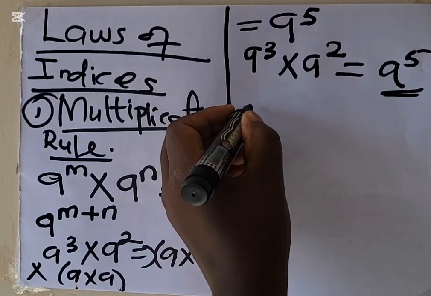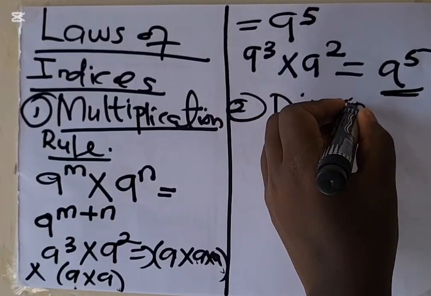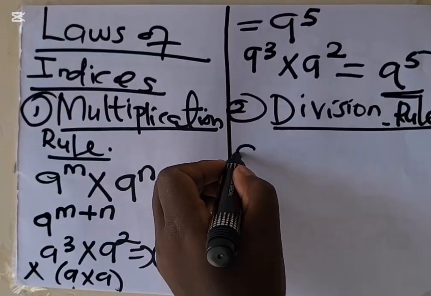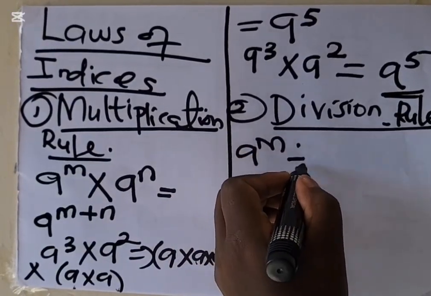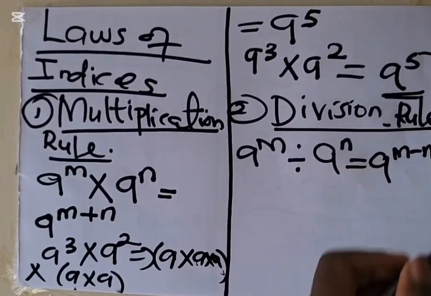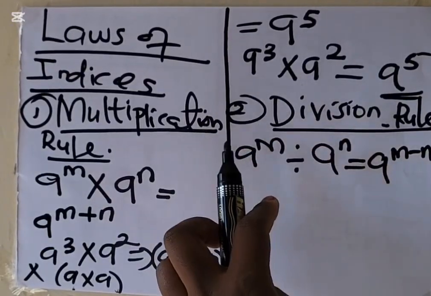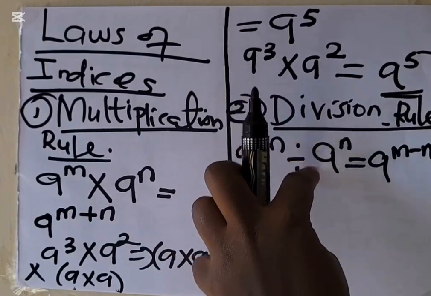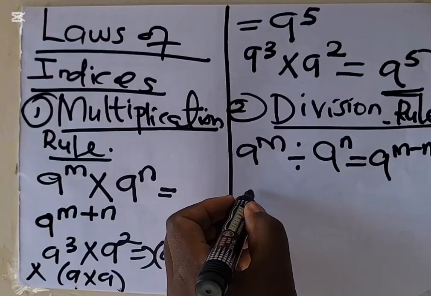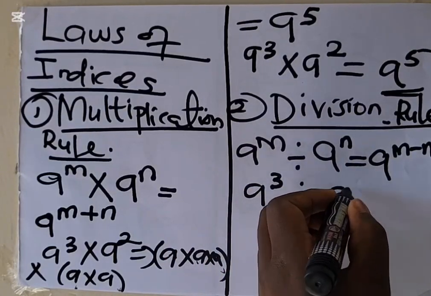Then rule number 2, we have another rule that is called the division rule. If you have A raised to M divided by A raised to N, this is A raised to M minus N. It is also called the quotient rule. If it is a division and the bases are the same, you simply subtract the powers. For example, if we have A raised to 3 divided by A raised to 2.